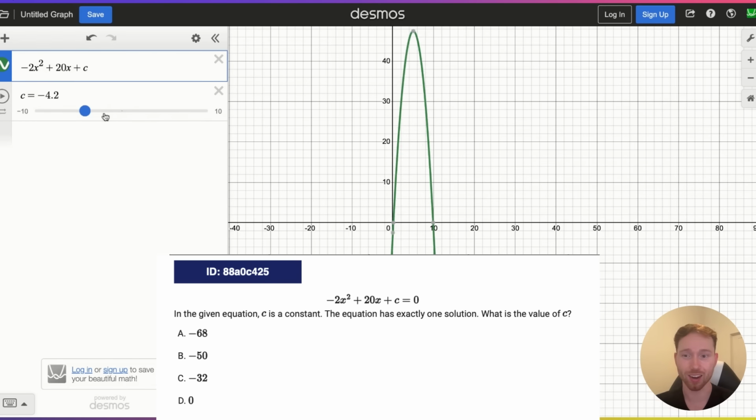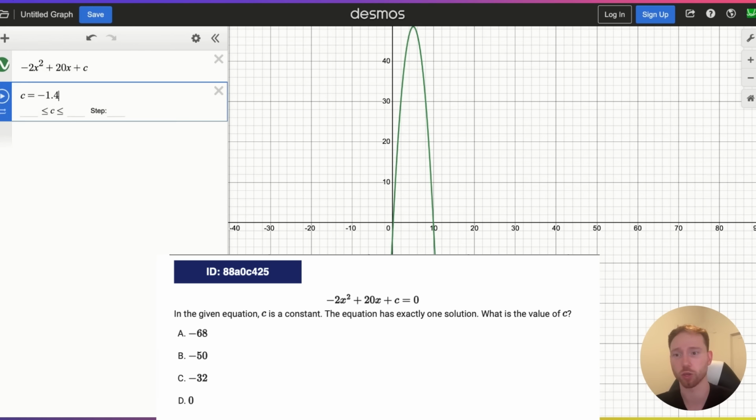And if I move my slider, I'm kind of stuck within these bounds for now. But in this case, they give us answer choices, so let's just go ahead and plug in the answer choices. Right now, at -1.4, there are 2 solutions. Let's start with C and see if we need to go up or down.